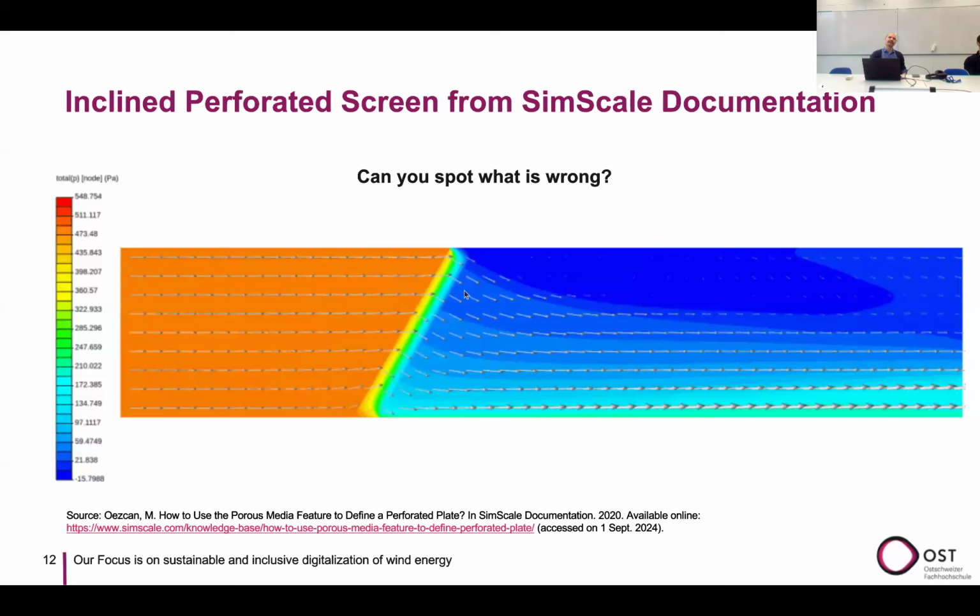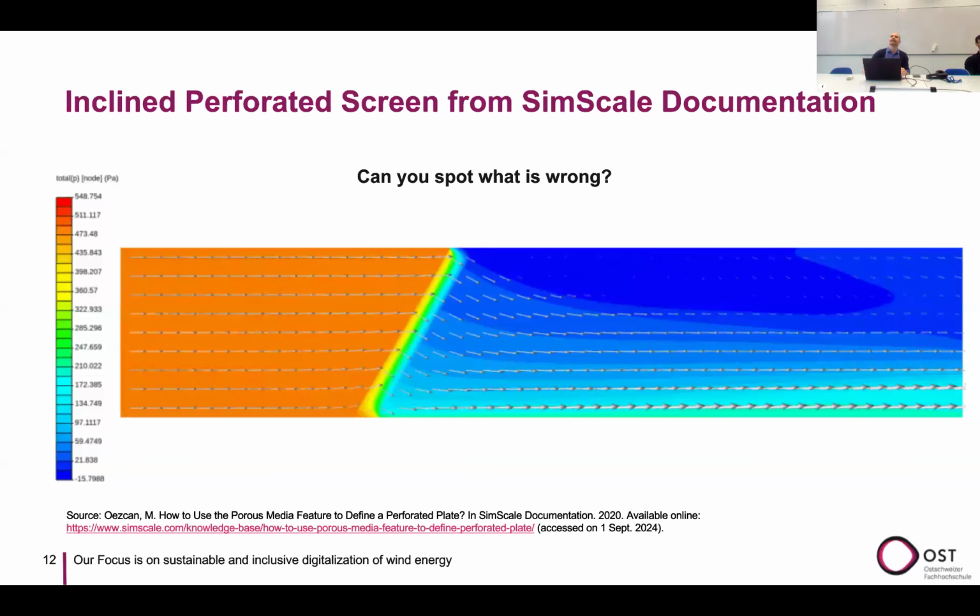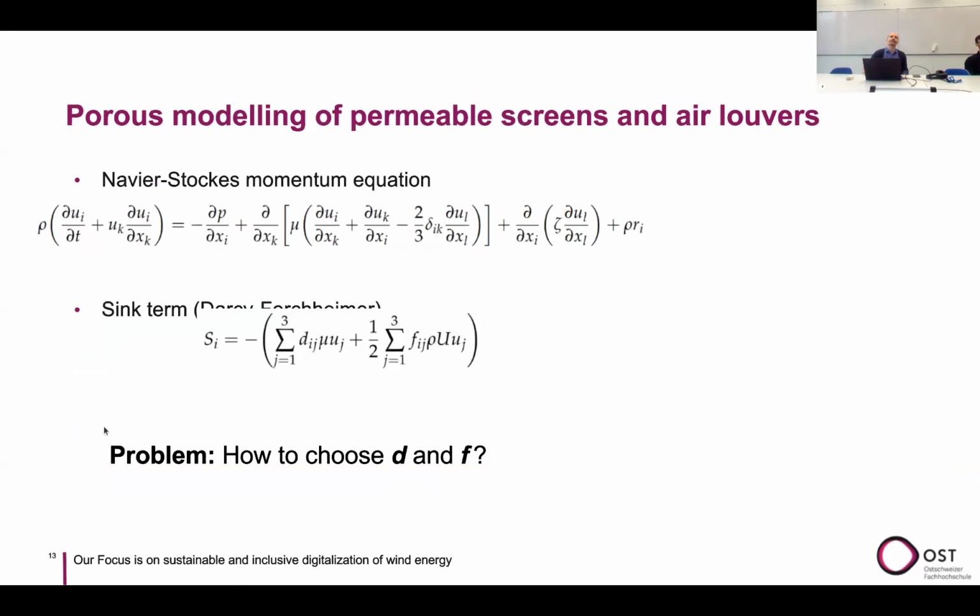So obviously the assumption that they used when setting the other resistance coefficients to very high values makes no physical sense. So what I tried to do is to look into how we set the other coefficients. People know how to set one direction, the one that is perpendicular to the screen. How do we set the other ones?